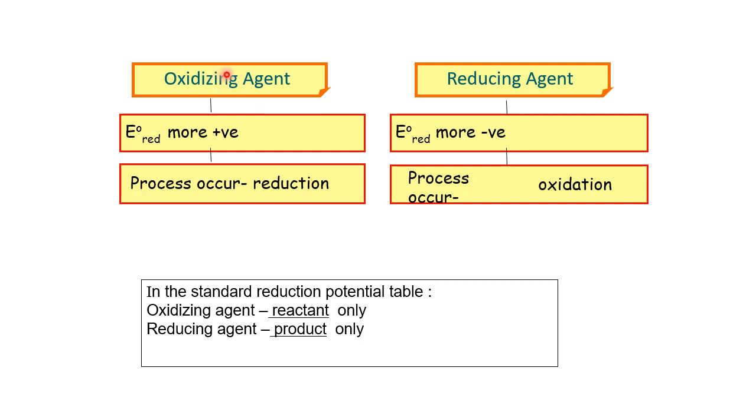So for the oxidizing agent, the E-naught reduction is more positive, and the process occurs as reduction. While for the reducing agent, the E-naught reduction is more negative, and it undergoes oxidation at the anode. In the standard reduction potential table, the oxidizing agent is reactant only, and the reducing agent is product only. So please take note.